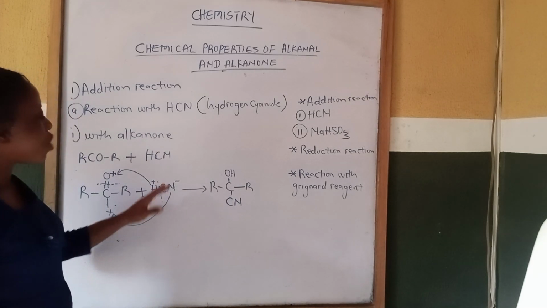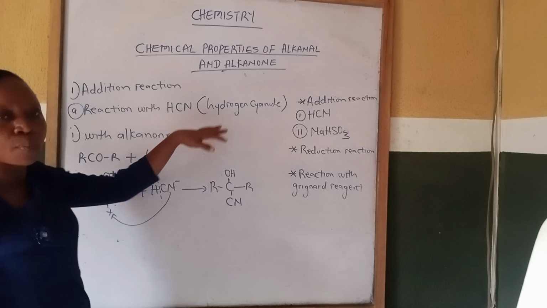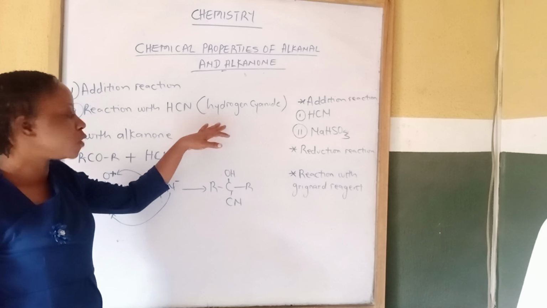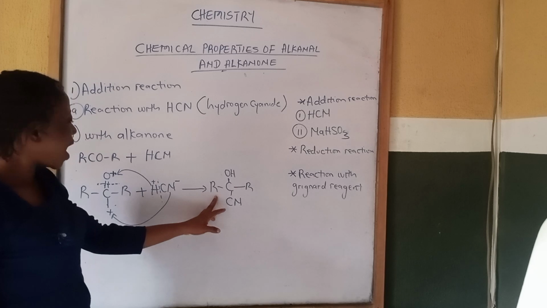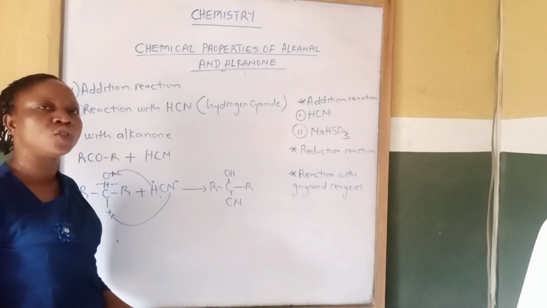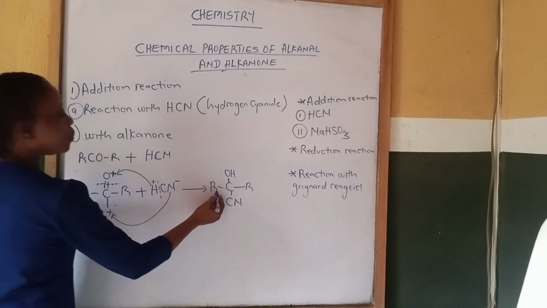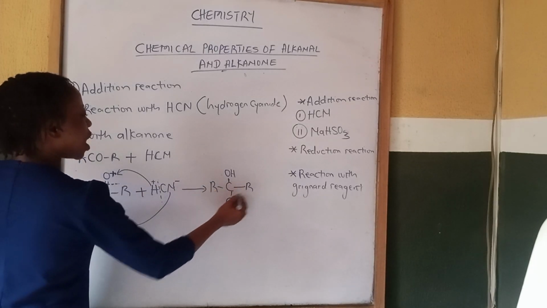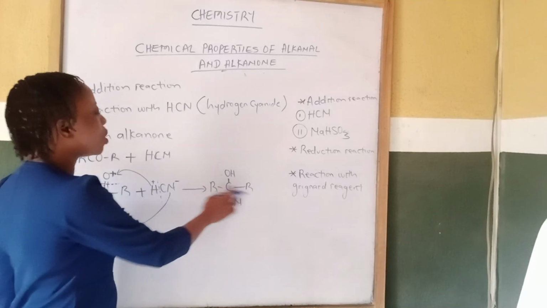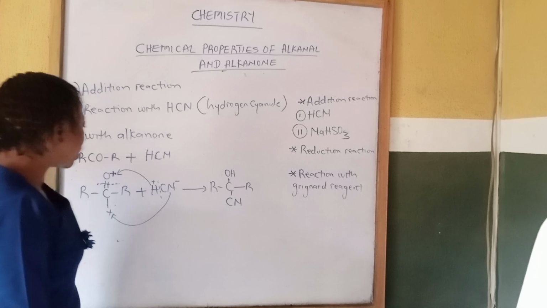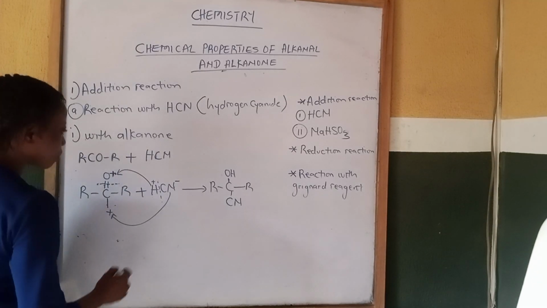So when hydrogen cyanide reacts with alkanal, it will give us a primary alkanol. When it reacts with alkanone, it will give us a secondary alkanol. So let's replace the two R with an alkyl group. Don't forget that the two R are alkyl groups. So let's replace them with an alkyl group.